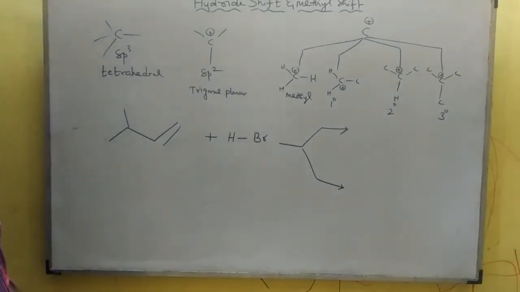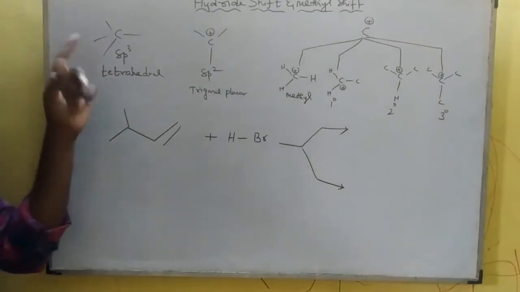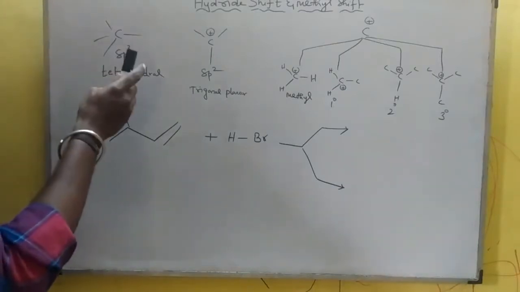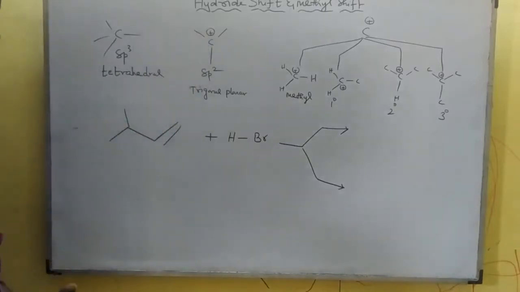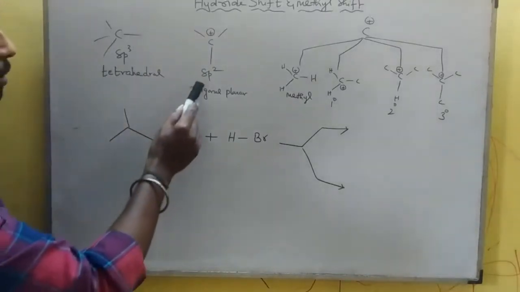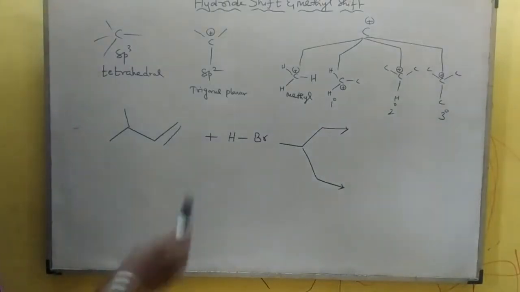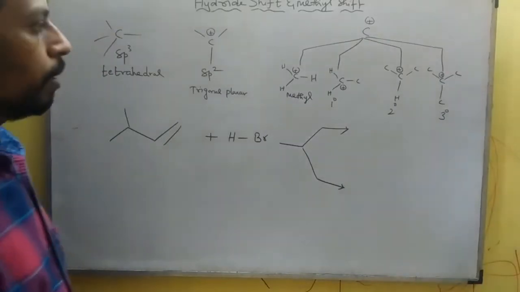Let us see. You know, the carbon having four bonds, four covalent bonds, is sp3 hybridized. This is tetrahedral geometry. If one of the bonds is lost, it becomes a carbon having three bonds with a positive charge, which is called a carbocation. This is sp2 hybridized, and the geometry is trigonal planar. This is your carbocation. There are different types of carbocations.